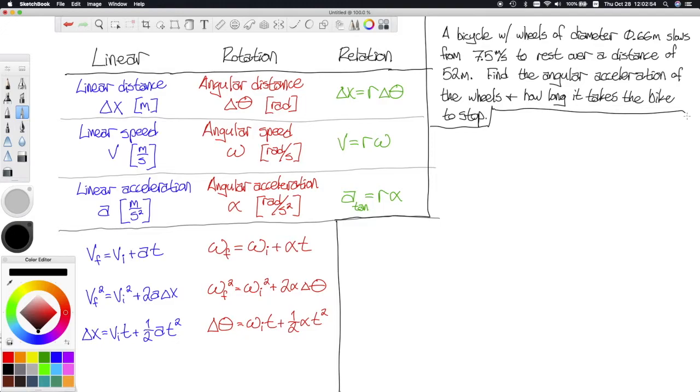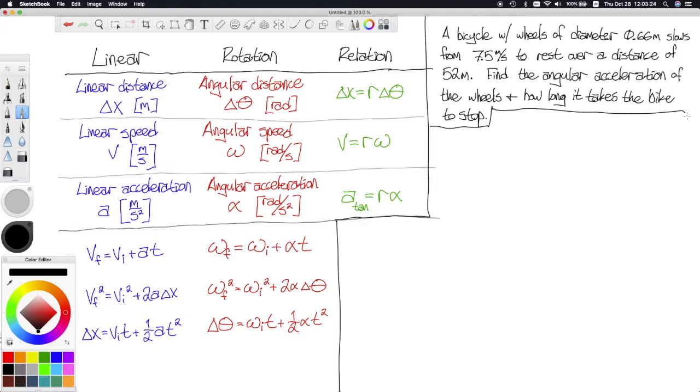So we have a bicycle that has wheels of diameter 0.66 meters, and it's slowing from 7.5 meters per second to rest over a distance of 52 meters. And we're asked to find the angular acceleration of the wheels and how long it takes the bike to stop. So this feels like a kinematics problem, except for the fact that they've asked for some sort of angular variable and we have something rotating, which is the wheels of this bicycle.